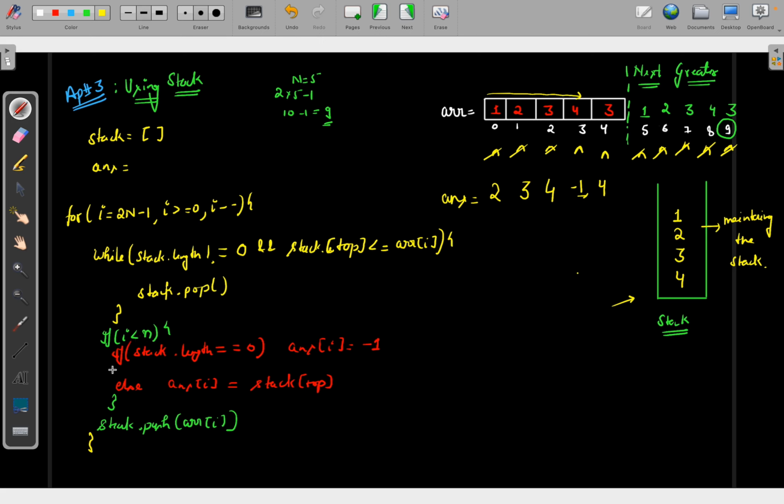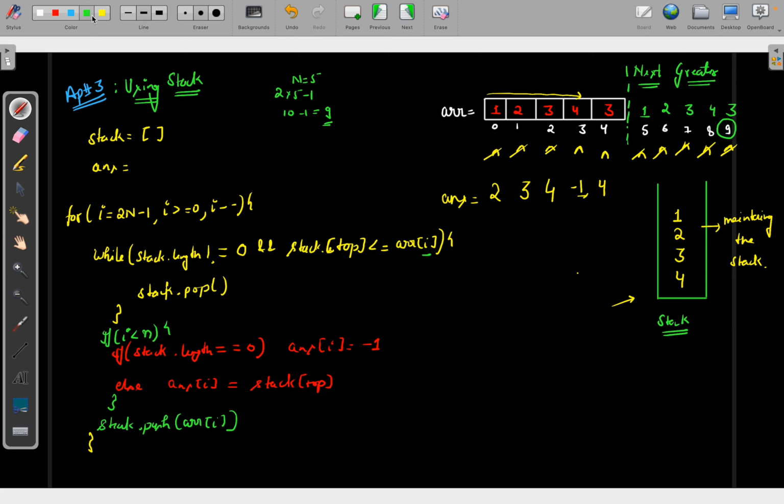But here there is one small catch. This is clear, right? When i is less than n, you will simply find the answer of i, and you will mention it. But you are saying array[i] here, and i will be 8, 9. You have not doubled the array. So how will this work? This should not be array[i].